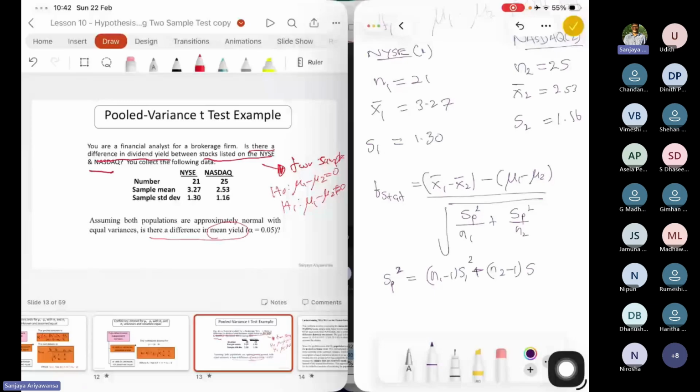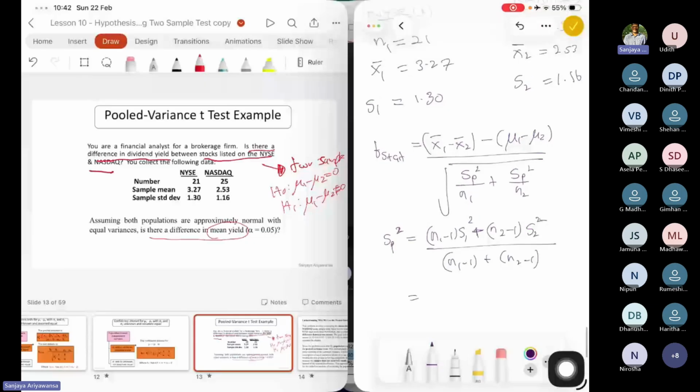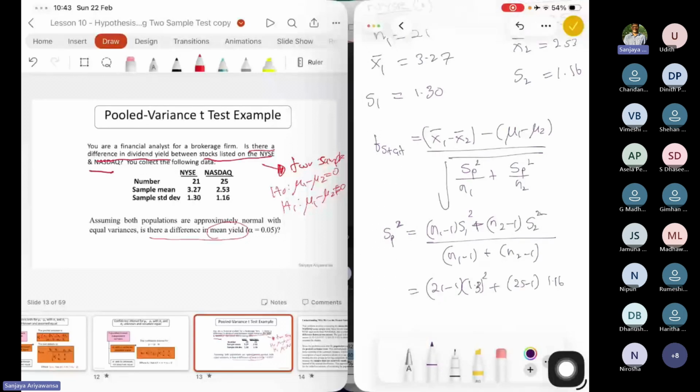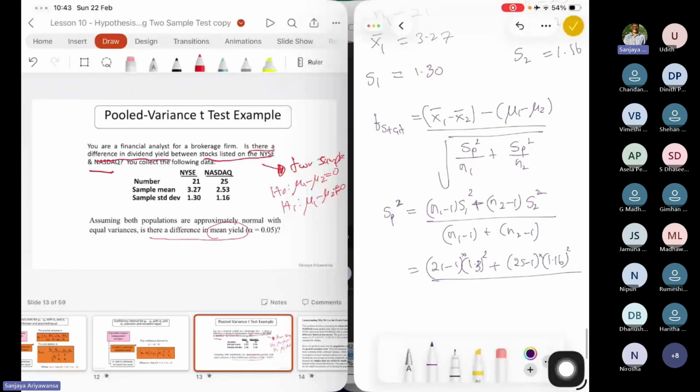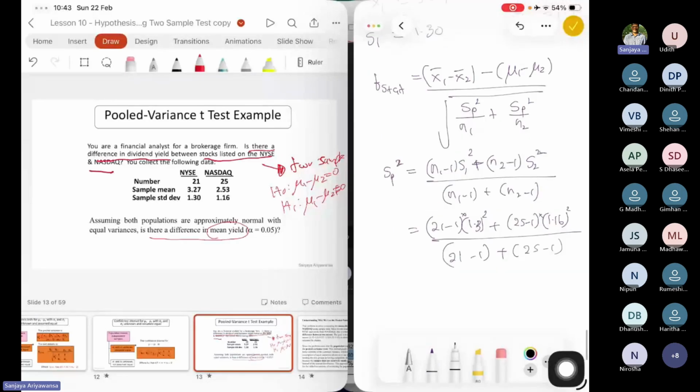Now let me substitute in the values correctly. That is where you can go wrong. 21 minus 1, times s1 squared, which is 1.3 squared, plus n2, which is 25, minus 1, times s2 squared, 1.16 squared, divided by (21 minus 1) plus (25 minus 1). If you just put it into the calculator, this will give me a value of 1.5021.